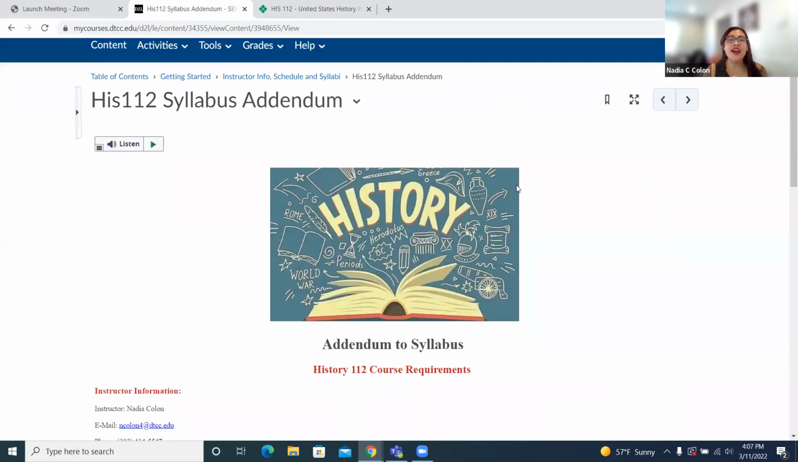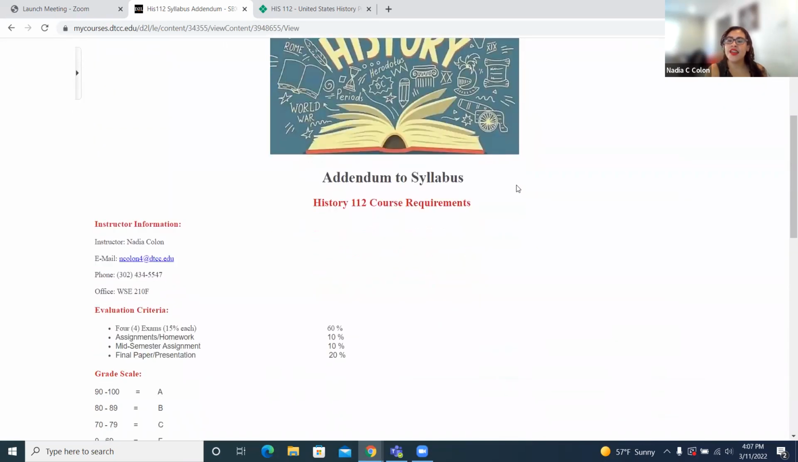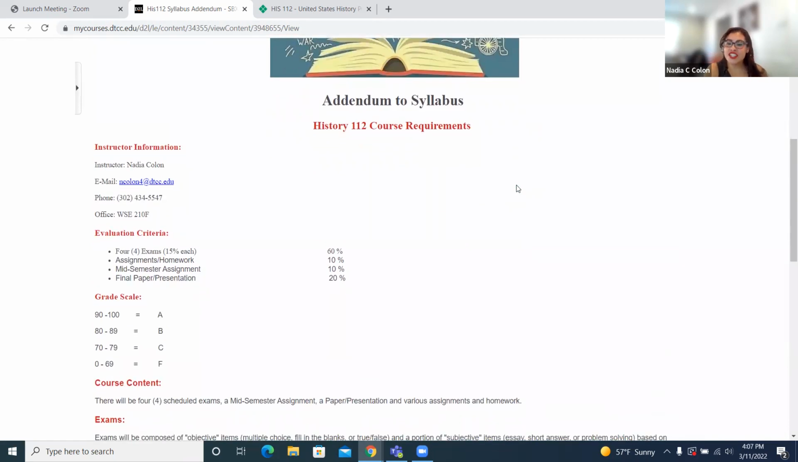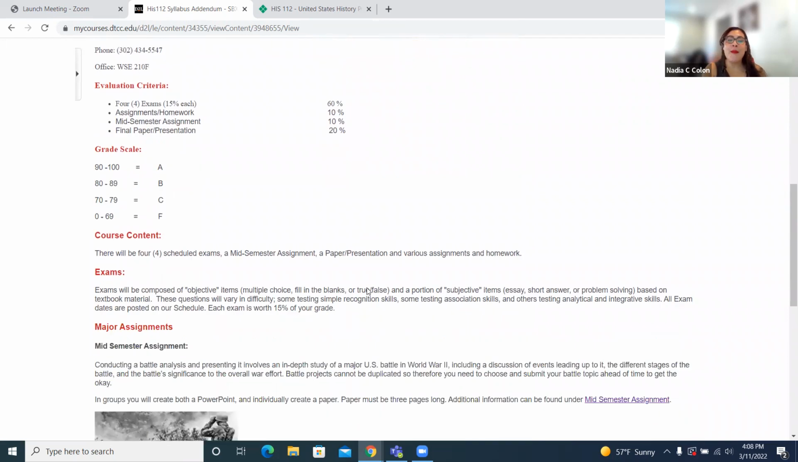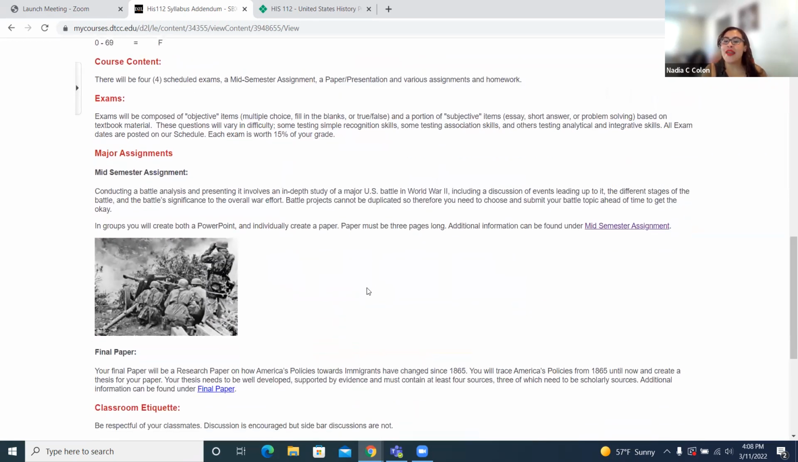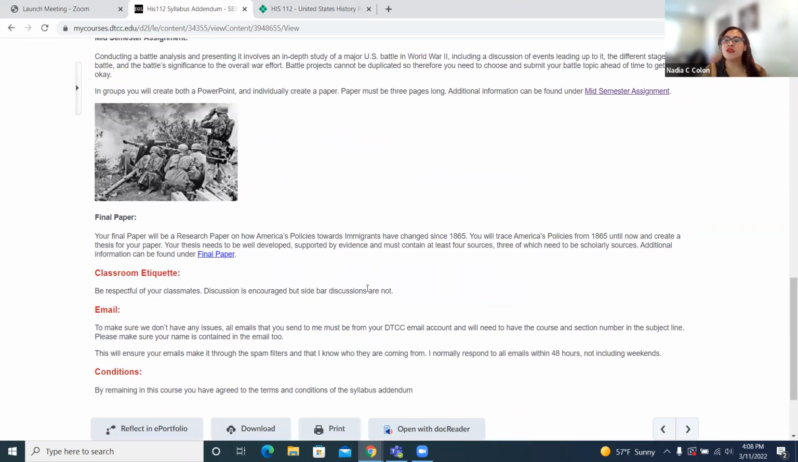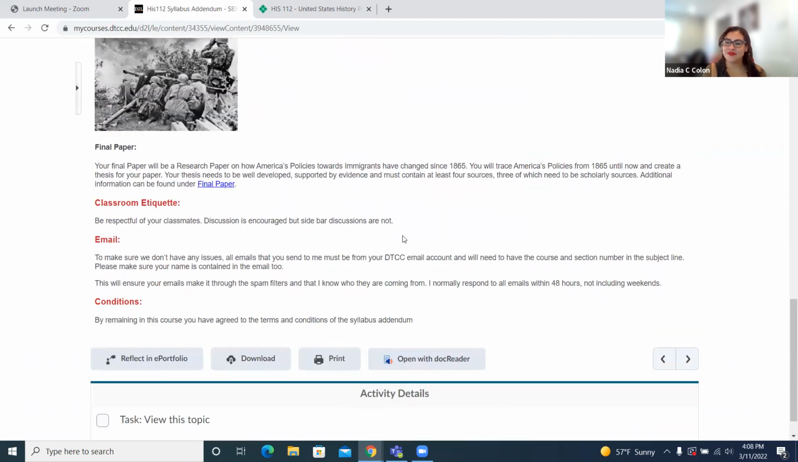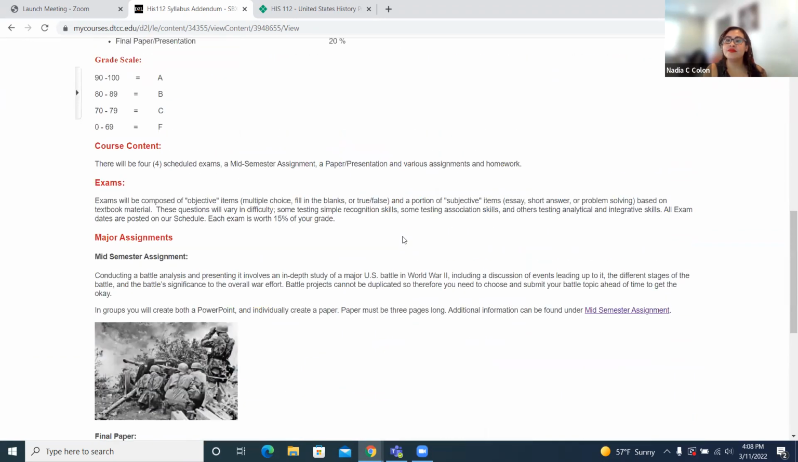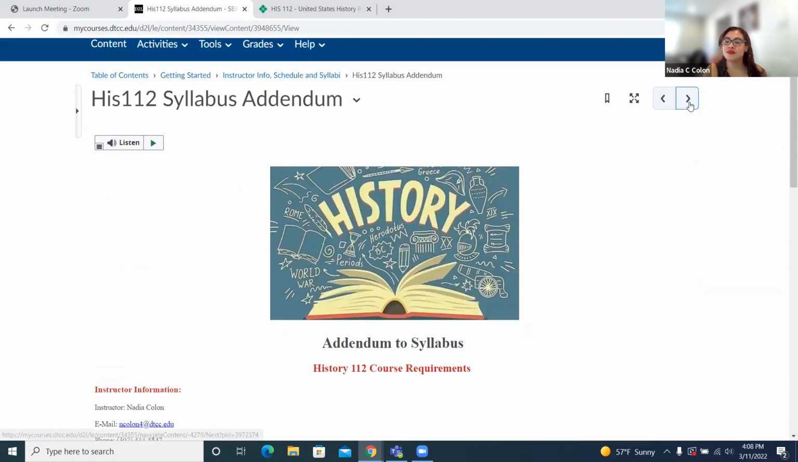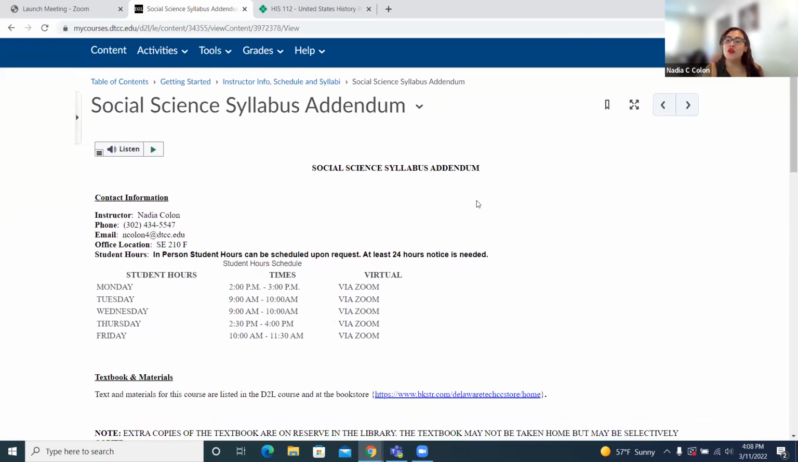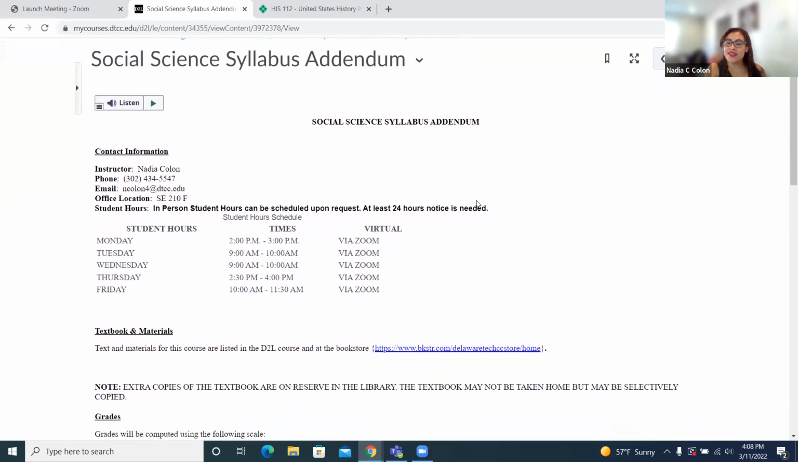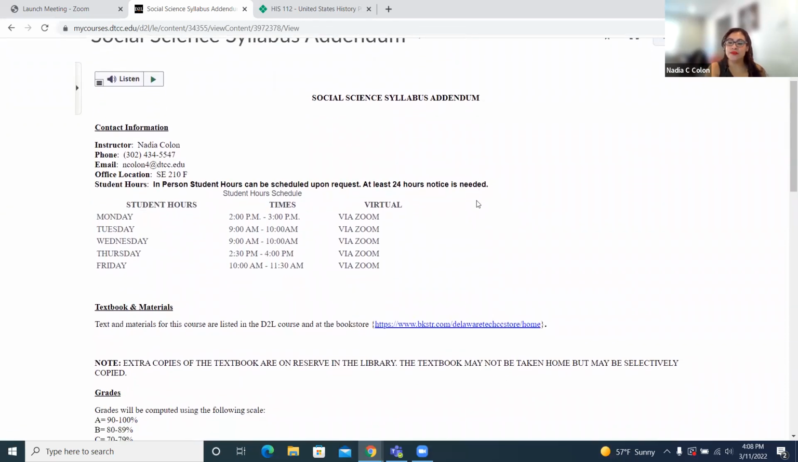Next is the History 112 Syllabi Addendum. This document lays out the evaluation criteria in the course, the grade scale, brief information about major assignments, as well as some class policies. In the social science syllabus addendum, you will find department policies on late assignments, participation, and more.